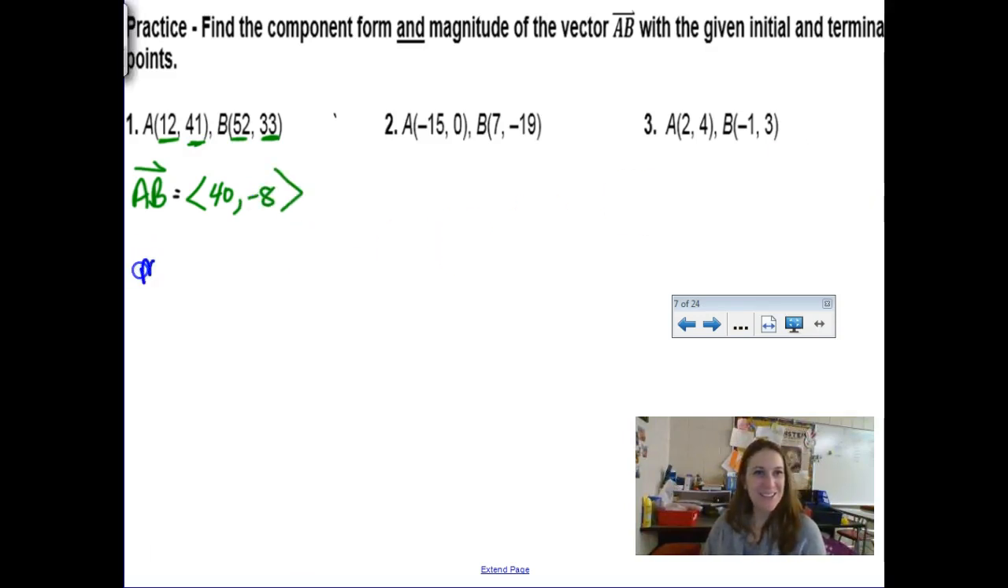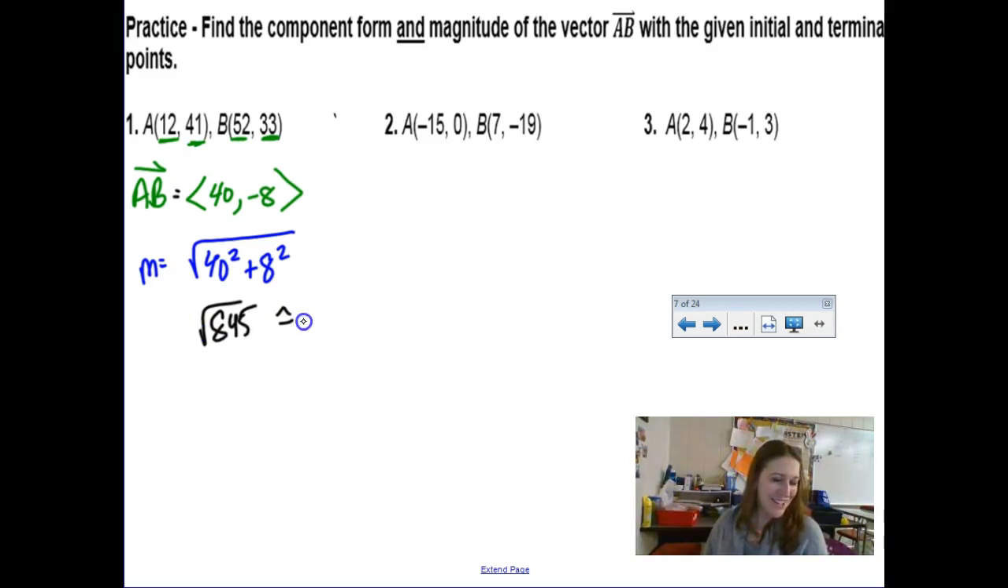Then our magnitude is simply, I say simply, but I don't really know what this is, so hopefully I already typed it. I'm just going to write 8 squared because the negative is going to be negligible in the moment. This comes out to the square root of 845, which probably reduces, I don't know. And it comes out to 29.1 for an approximate magnitude.